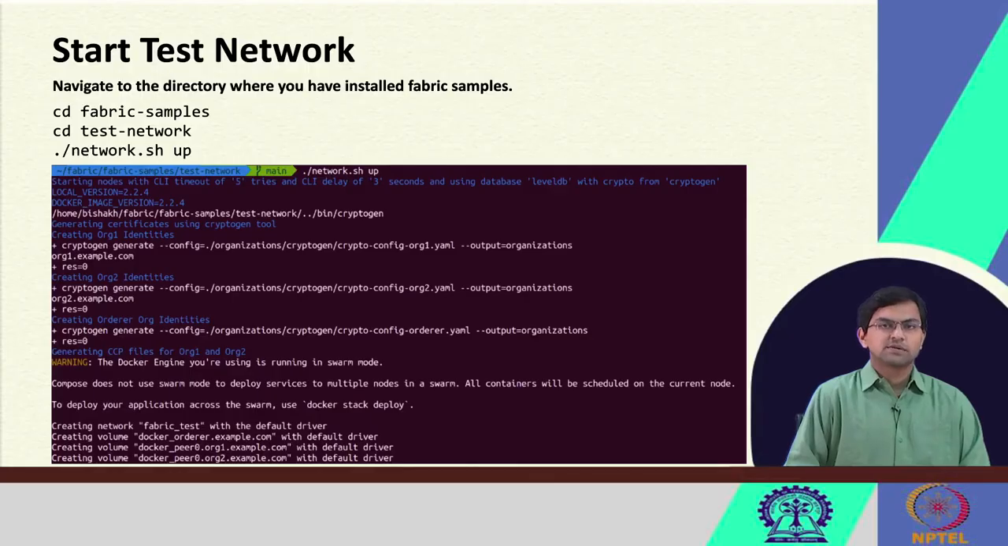Just like ./network.sh up, you can also do ./network.sh down to bring down the network. If you have a network which is already running, you can use the command ./network.sh down to stop all the running containers, clean up all the artifacts that had been generated, and start from fresh.